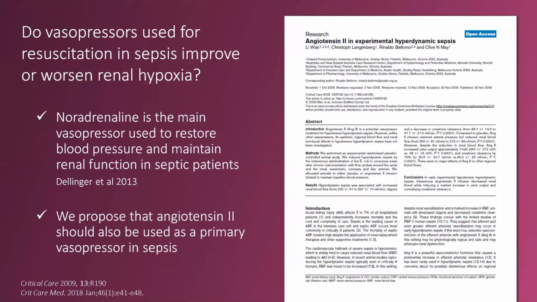So we were interested in examining what effect vasopressors that are used for resuscitation in sepsis have on renal hypoxia, whether they improve it or worsen it. Now, noradrenaline is the main vasopressor that's used to restore blood pressure and maintain renal function in septic patients. We have done a number of studies that suggest that angiotensin II should also be used as a primary vasopressor in sepsis. One of our papers is shown on the right-hand side, and we've also recently published another in Critical Care Medicine, and Yogesh will present these data.